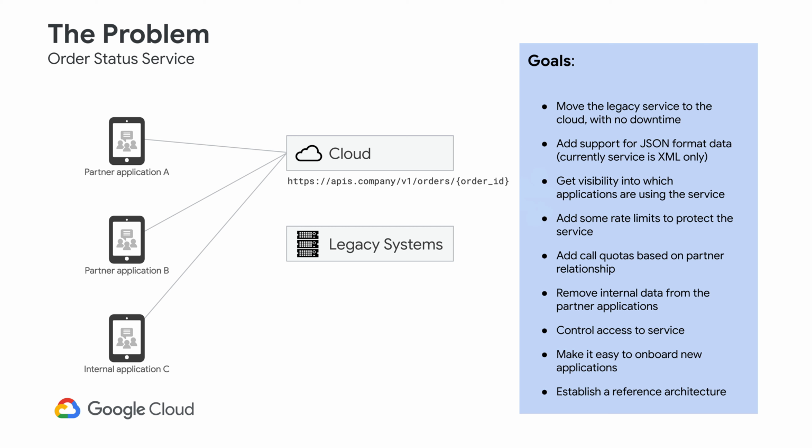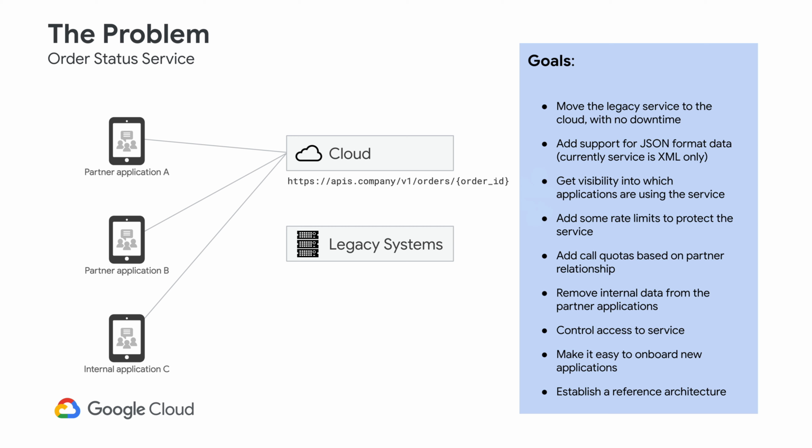There's some internal data that comes back with the service, and we'd like to remove that just for the partners. It's needed internally, but some of that data is a little bit sensitive, and we don't want it going out to the partner applications. We'd like to control access to the service and make sure we know who's using it and be able to control exactly what they're allowed to do. We'd like to make it easier to onboard new applications. Currently, it can take a month or two to create a new partner application and get services ready for those partners.